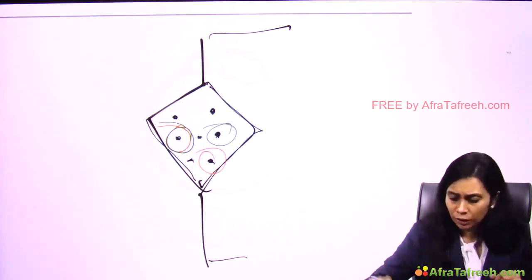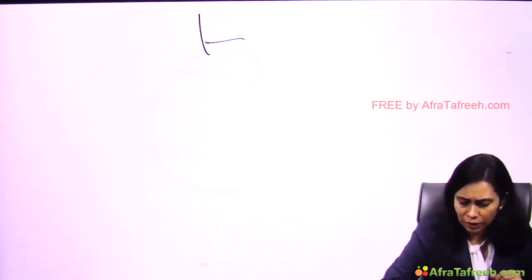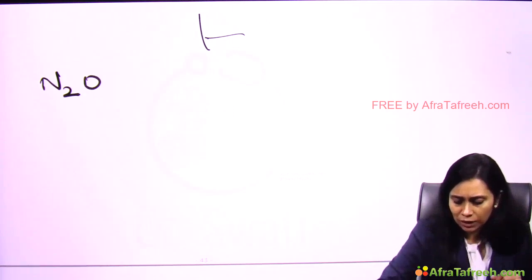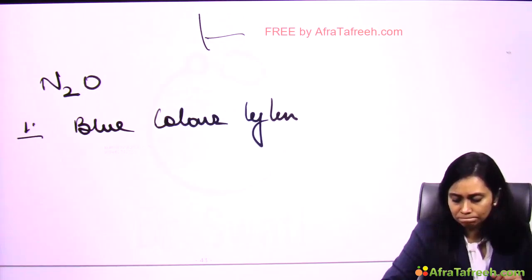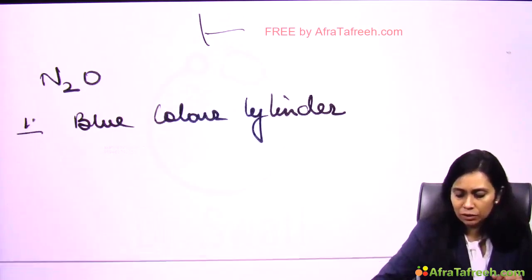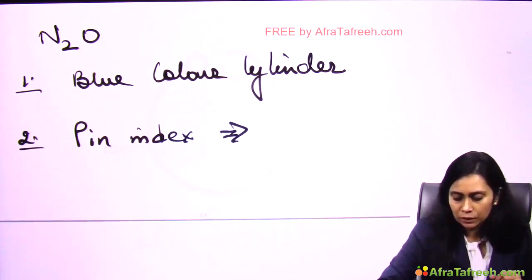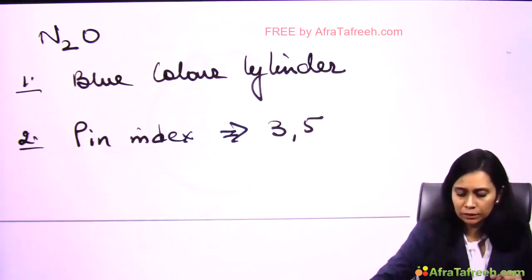Got it? Okay. So let us write the first point of nitrous oxide. We are discussing nitrous oxide and let us write the first point. Nitrous oxide is stored in a blue color cylinder. Pin index is 3, 5 for nitrous oxide. Got it?